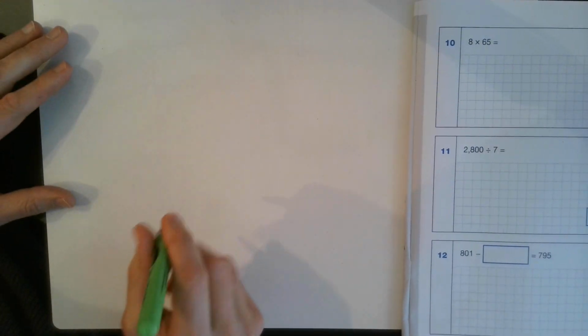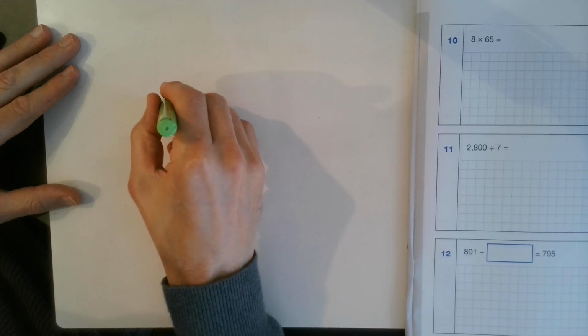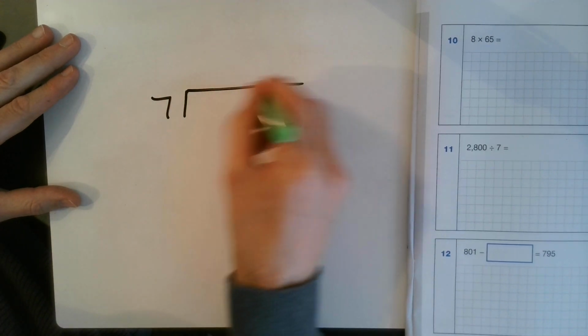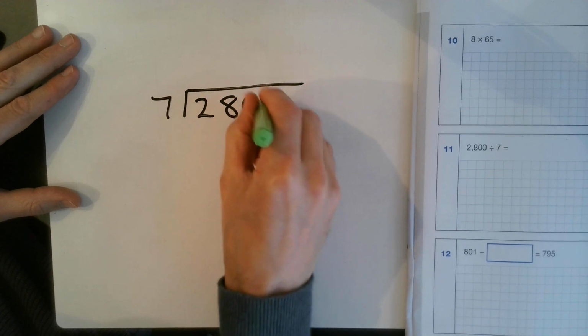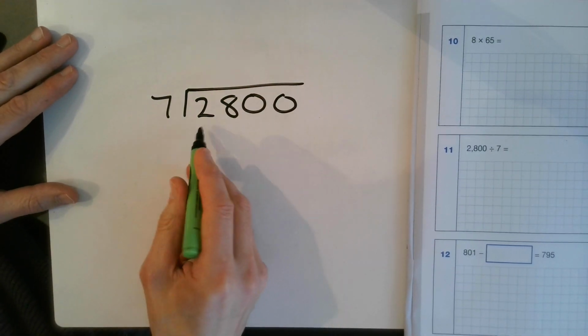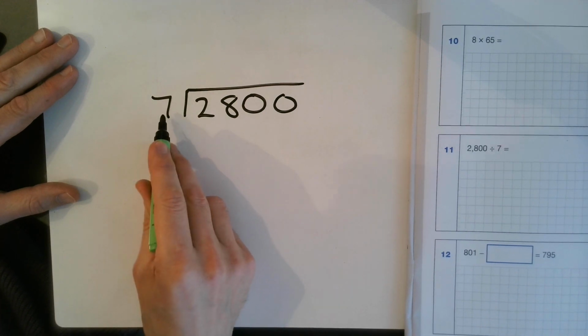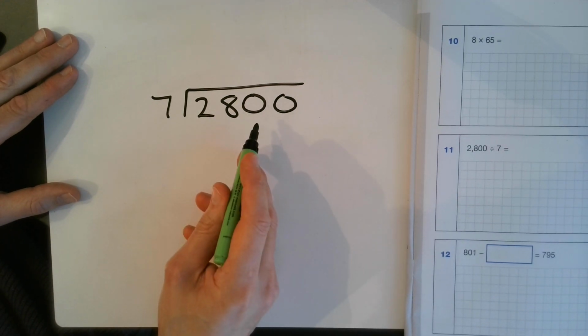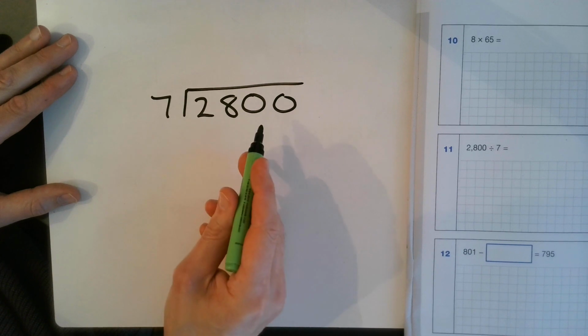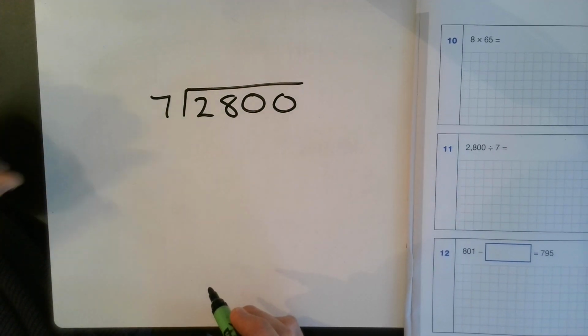Next question, we have 2,800 divided by 7. Most of you will use the bus stop method for that. But if you understand number patterns, you understand that 7 times 4 is 28, 7 times 40 is 280, and 7 times 400 is 2,800. You can do it that way instead.